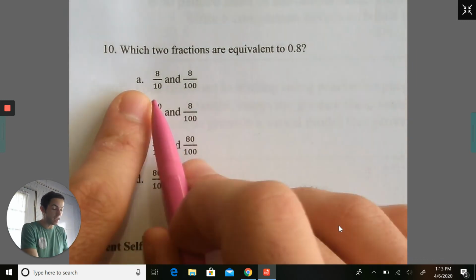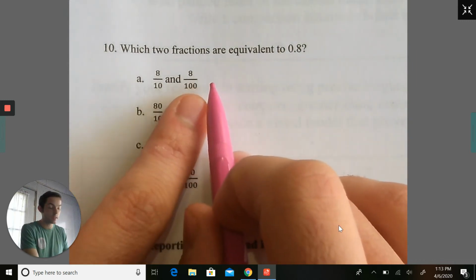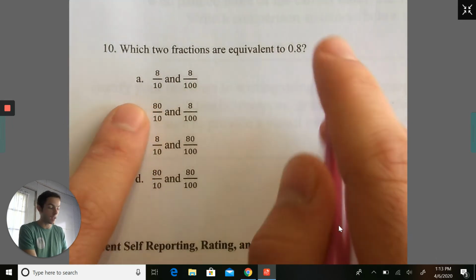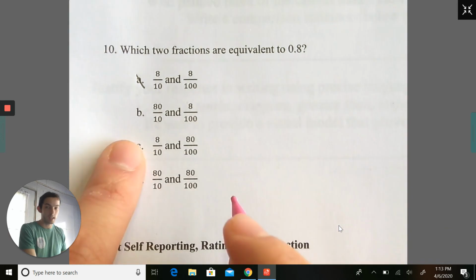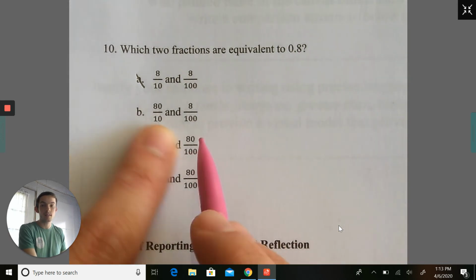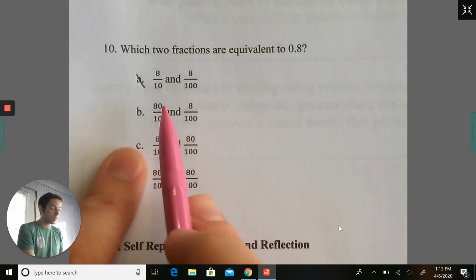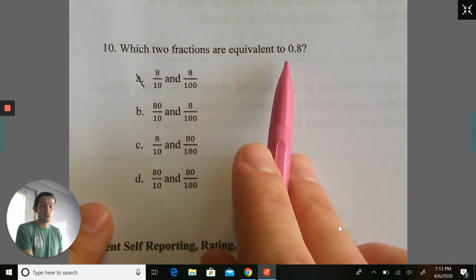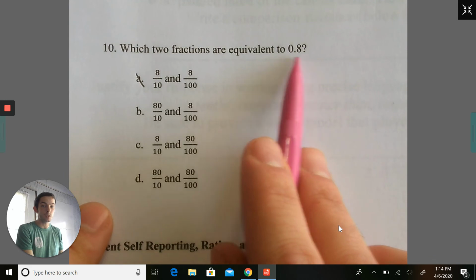And now for number 10, which 2 fractions are equivalent to 0.8? We have 8/10 and 8/100. Those cannot be equivalent to each other, therefore they both can't be equivalent to that. Looking at B, 80/10 and 8/100. We understand that 80 is higher than 10, so that's an improper fraction, greater than 1, which we see here this number is not greater than 1.